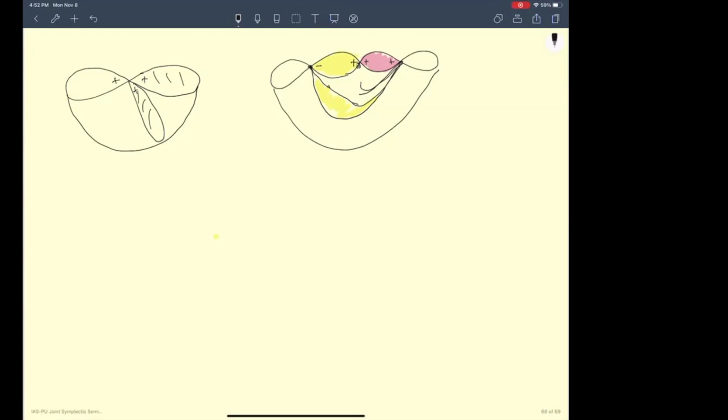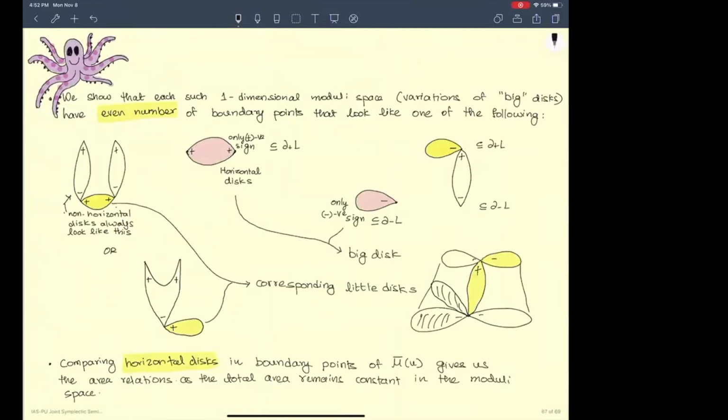More questions about this? Can't you use this to code other things, like stuff the little disk and code the big disk? No, the little disks don't move. The big disks have dimension 1, like the moduli space, and they break into these things. So the dimension is falling, so they don't move.